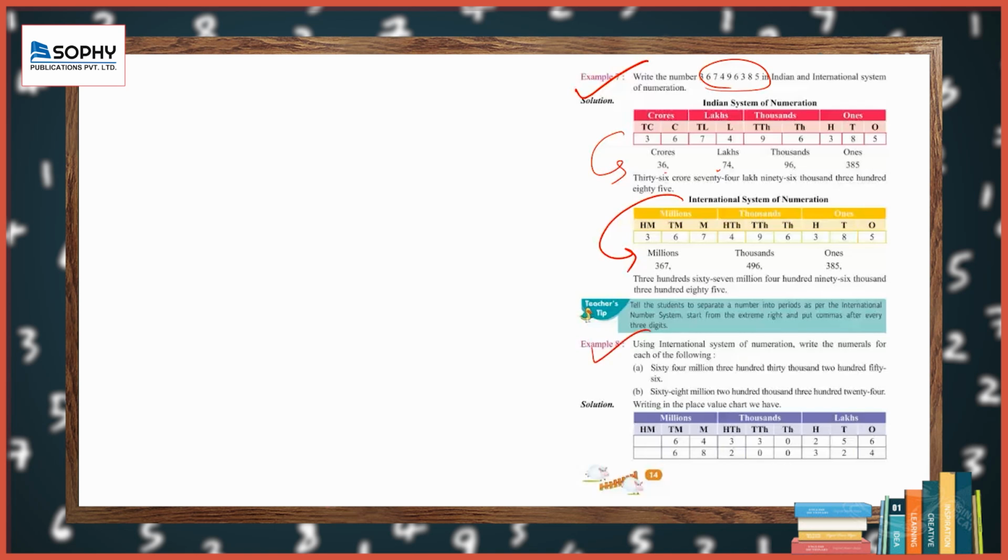Now let's look at example number 8, students. Using the international system of numeration, we have to write the numerals for each of the following. First one is, very good, students, that is 64,330,256. In the second one, we can read it as 68,200,324.